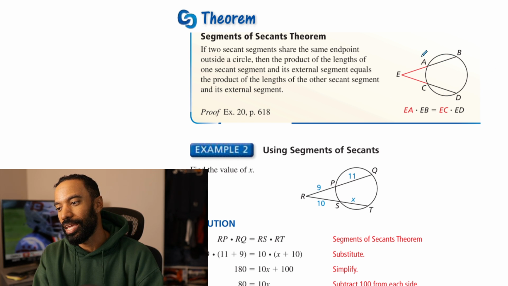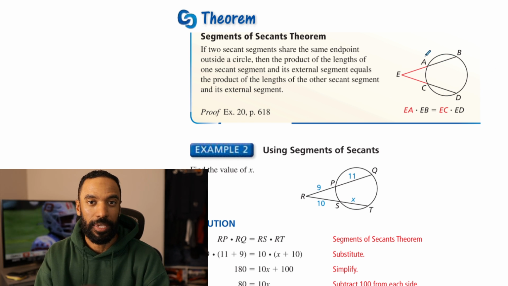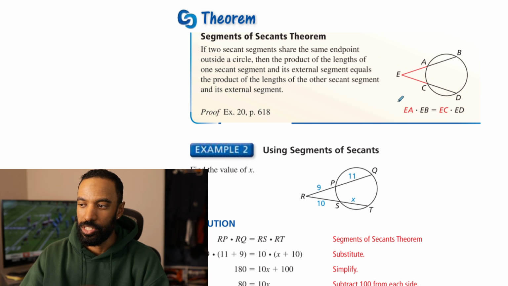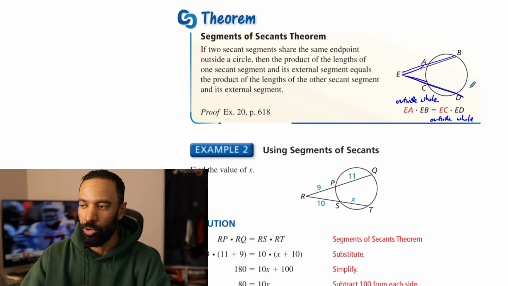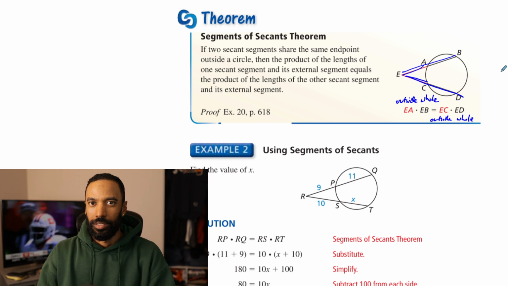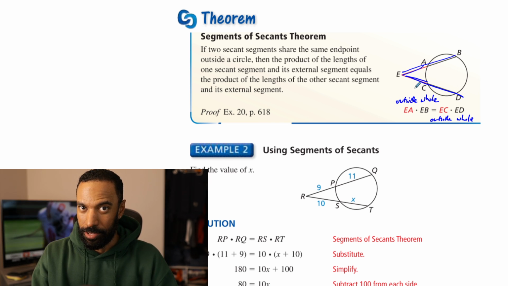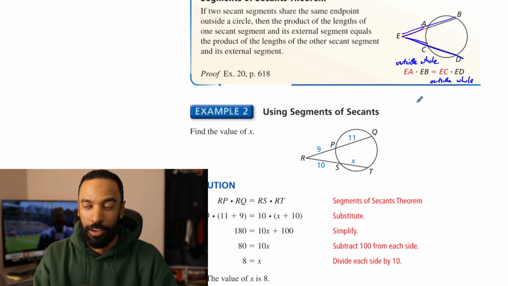The way that I'm going to say these, guys, because I'm going to go to all of them again, notice that this is the outside. EA is the outside. EB is the whole segment. Outside times whole. EC is the outside. ED is the whole. We're doing outside times whole equals outside times whole. Okay? Outside times whole equals outside times whole. We're going to do that for kind of all of these.